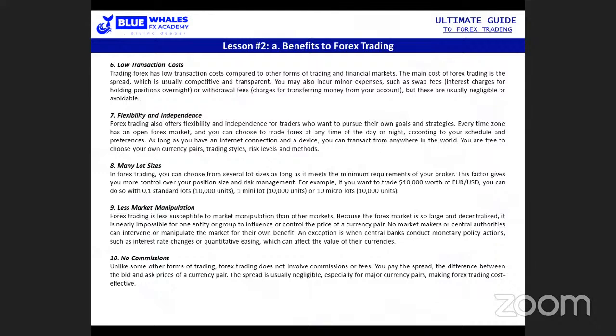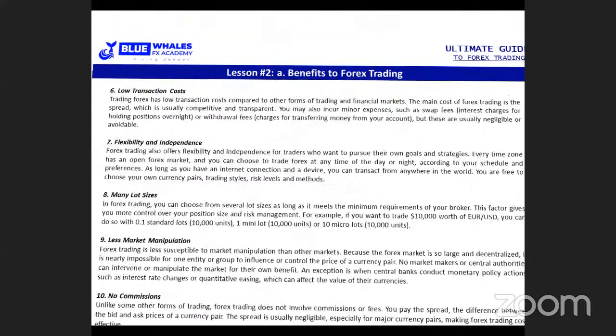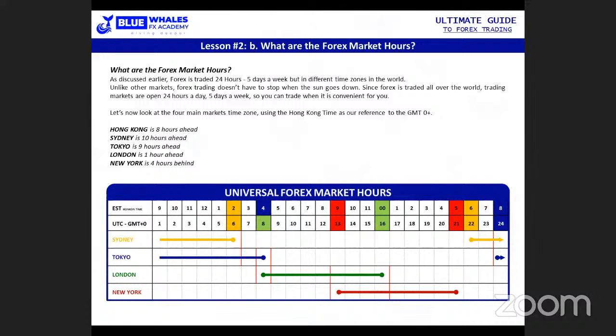So let's talk about market manipulation. This is not like somebody's bank or something, right? So there's not much manipulation in the market. When you are able to understand, you move with the big guys, and then you are creating much money for yourself. No commission, except for, let's say, professional traders. But retailers like you and I, no commission. So we move to lesson number 2B, talking about the forex hours.